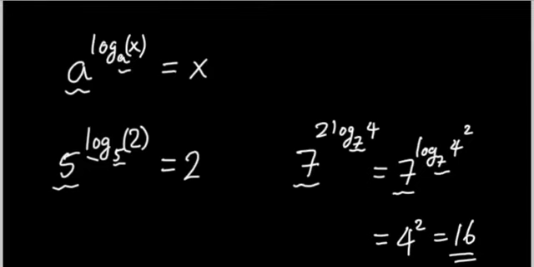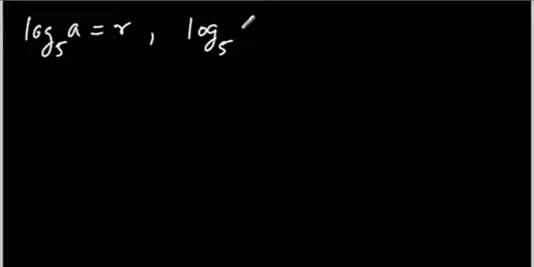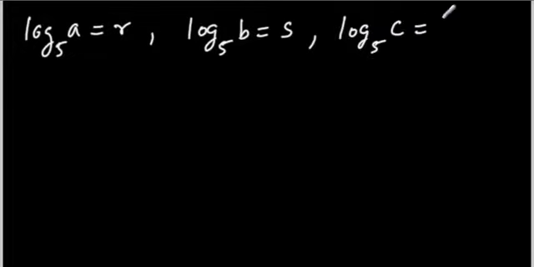Okay, so let's just do a couple of examples, which I think will be helpful. Say, for example, let's say log base 5 of a is equal to r, okay? Log base 5 of b is equal to s, and log base 5 of c is equal to t, okay? So what I want to do is, in the following questions, express everything in terms of r, s, and t. I don't want to express it in terms of logs. I want to express it in terms of r, s, and t.